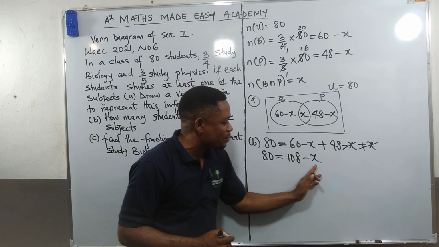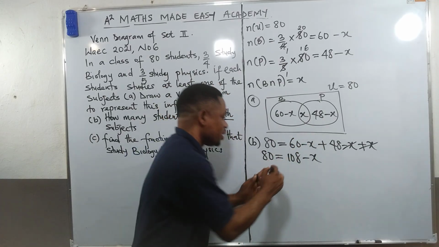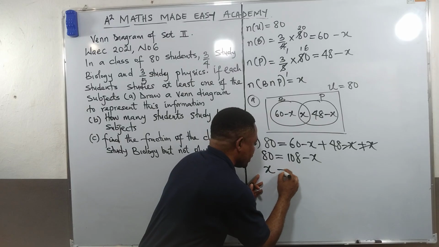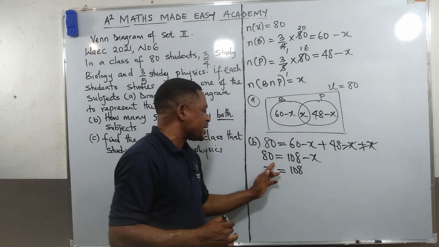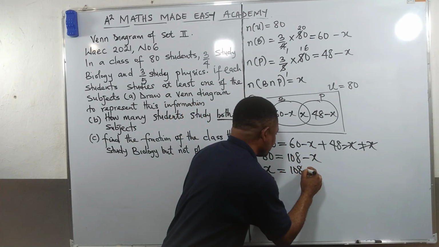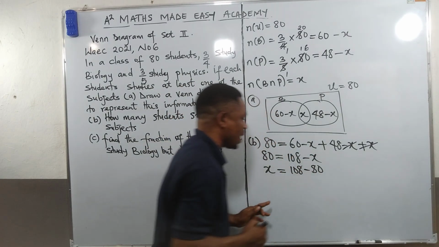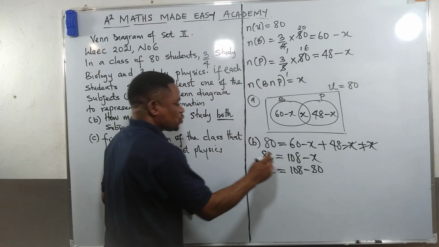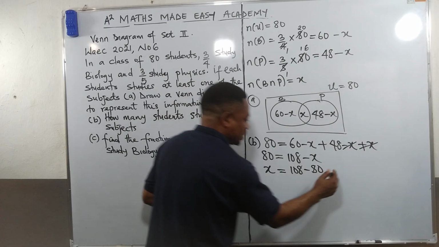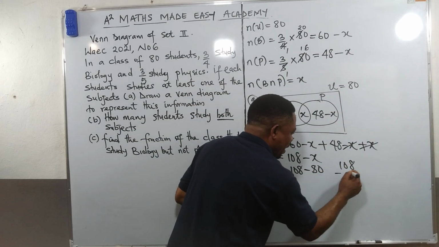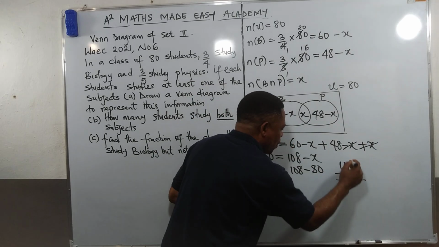I will now take minus x to the left hand side. It will now become what? X. Then equal to, here is 108. I will now take 80 to the right hand side. It becomes what? Minus 80. Are you there now? Now the question is, what is 108 minus what? 80. I want you to watch. 108 minus 80.